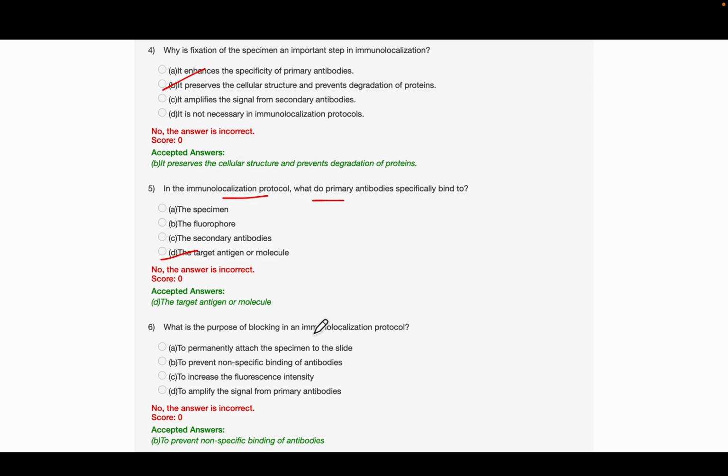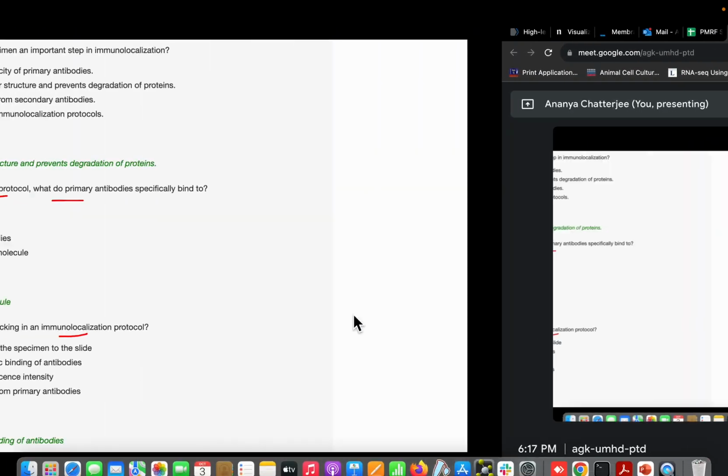What is the purpose of blocking in an immunolocalization protocol? To permanently attach the specimen to the slide, to prevent non-specific binding of antibodies, to increase the fluorescence intensity, or to amplify the signal from primary antibodies. So the purpose of blocking is to prevent non-specific binding of antibodies. This is the same reason not only for immunolocalization but also for Western blot and ELISA, wherever binding studies are involved.